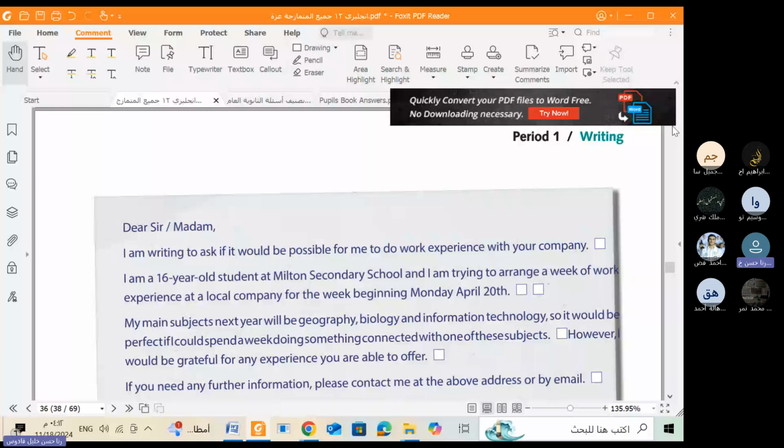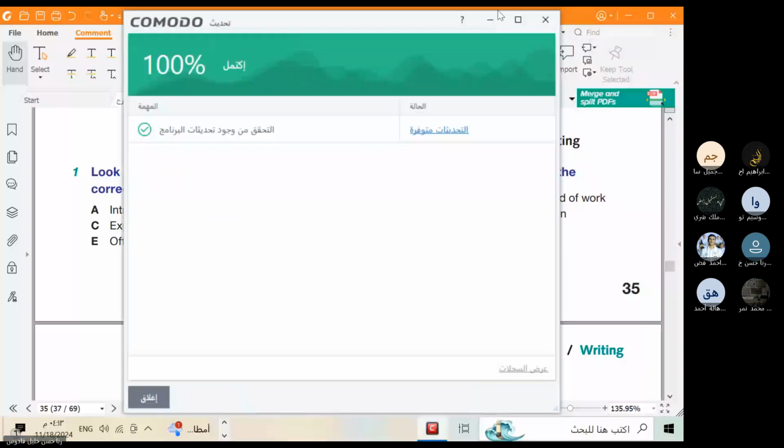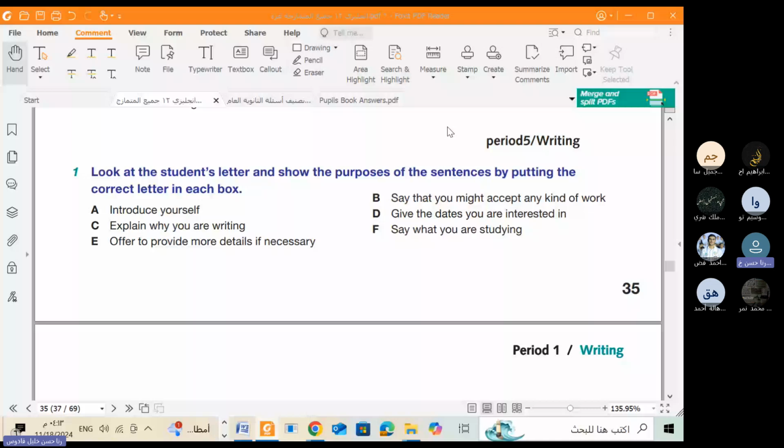We are going to start with question number 1 on page 35 in your blended material. Look at the student's letter and show the purposes of the sentences by putting the correct letter in each box. We have some purposes of what is written, I mean the paragraphs or the sentences written in this inquiry letter.